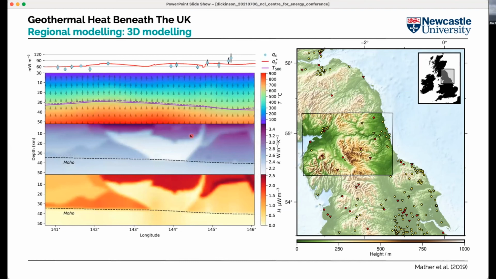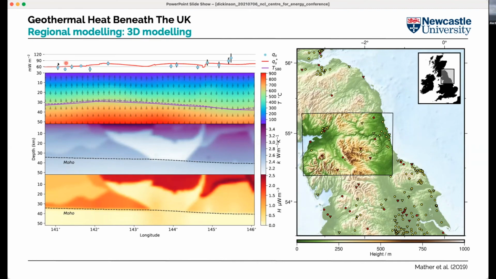I don't have any results from this model that I can show you now, unfortunately, but this is an example of output from the code that the model will be built with. This is from a paper a couple of years ago, and this is showing heat flow beneath a section of Australia.